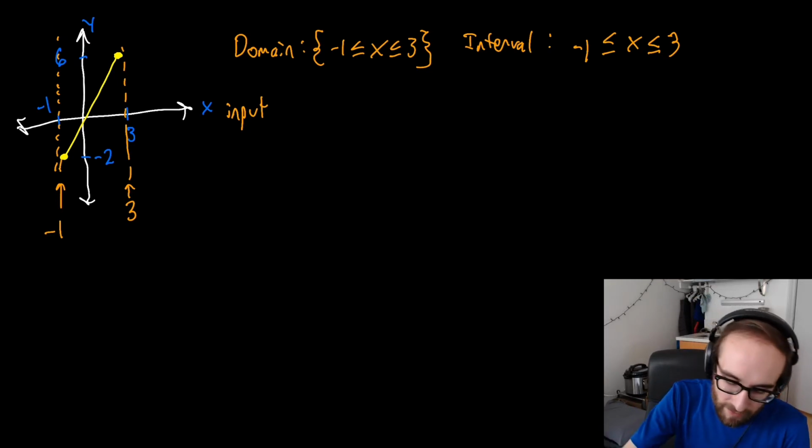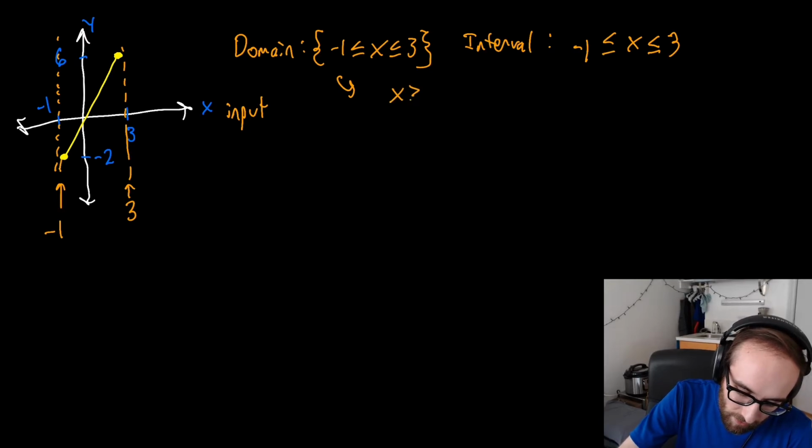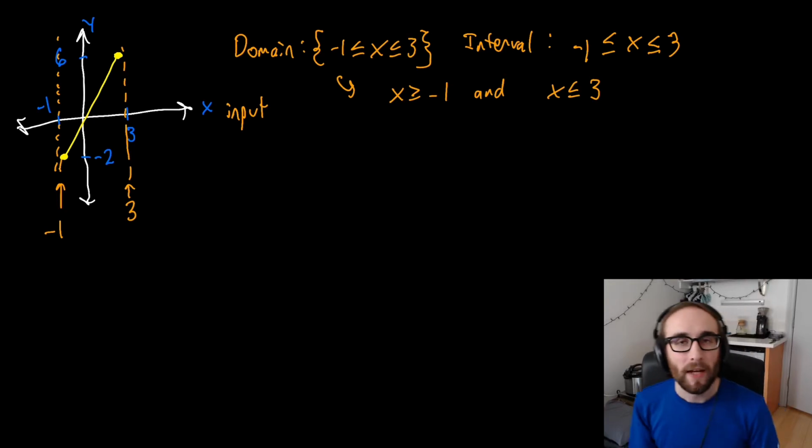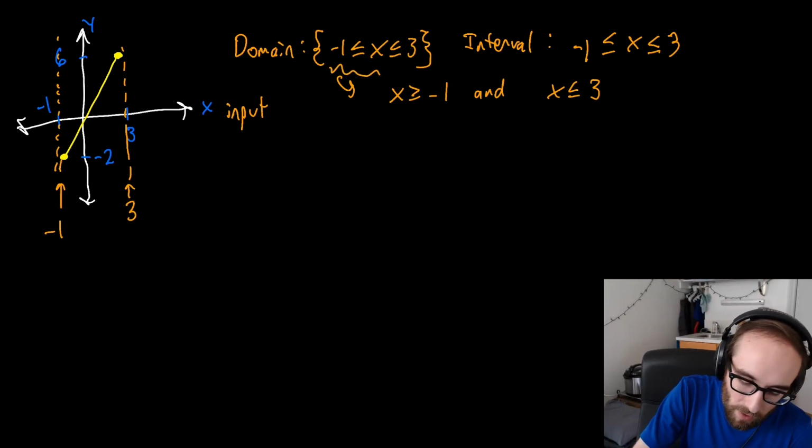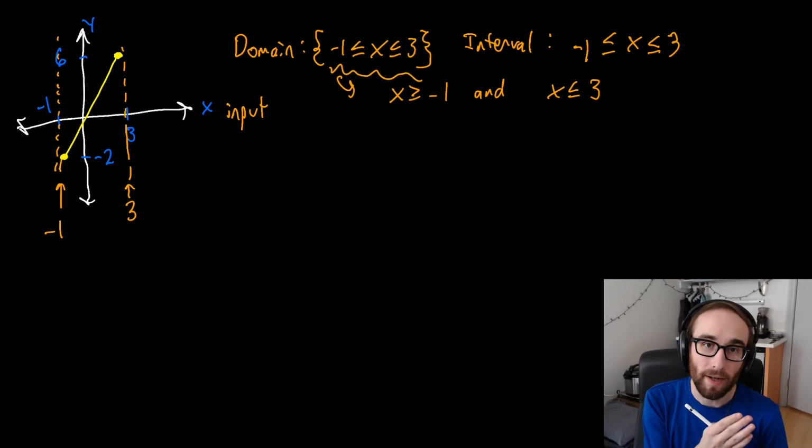You could also write this as x is greater than or equal to -1 and x is less than or equal to 3. Either one works. This is just called a compound inequality, where I wrote them all in one kind of like line or statement.